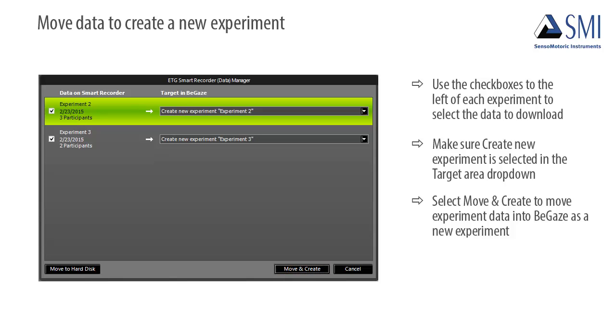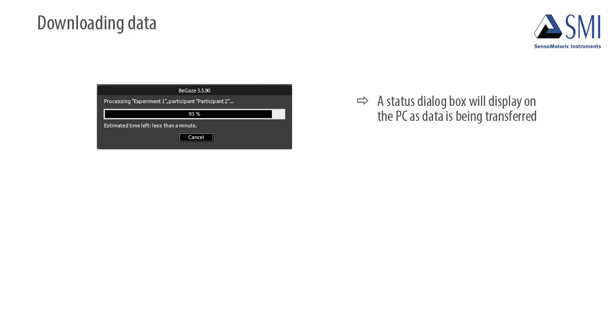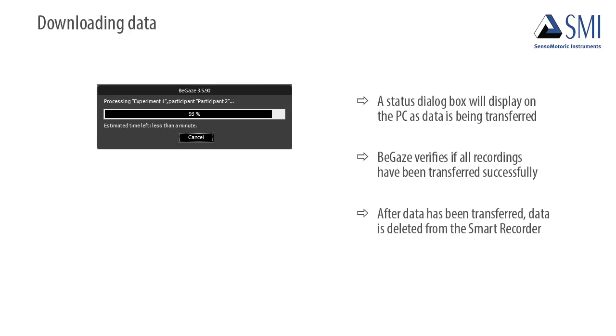After data has been transferred, the data will be deleted from the SmartRecorder. The SmartRecorder will display this screen while data is downloaded into BeGaze. A status dialog box is displayed on the PC as data is being transferred. Once transfer is complete, BeGaze will verify that the data transferred successfully. Once verified, data is deleted from the SmartRecorder.